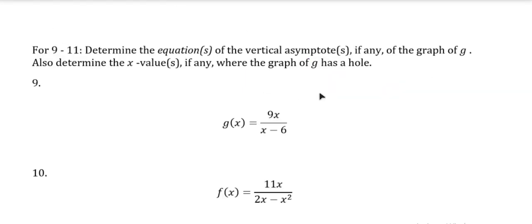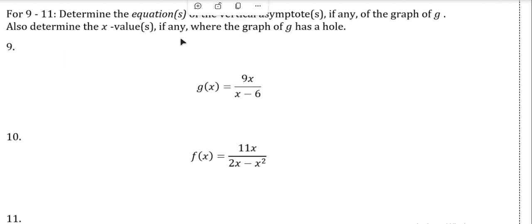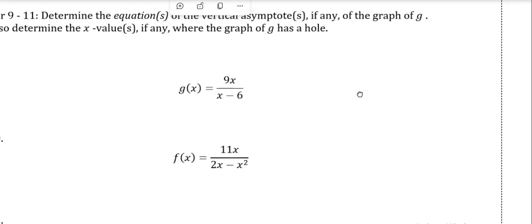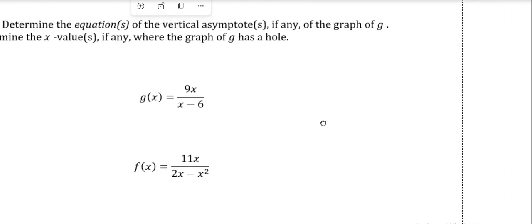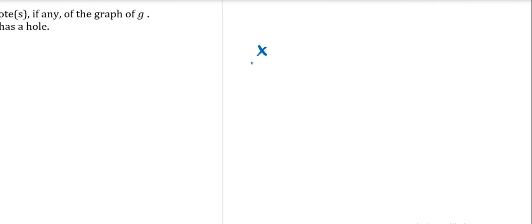For equations 9 to 11, they want us to find the vertical asymptotes and also determine if there are any holes. They say to determine the x values. Let's actually do one better and determine the xy pair where this hole exists. But first, what is a hole? I think a very important example of a hole can be determined by discussing this question.